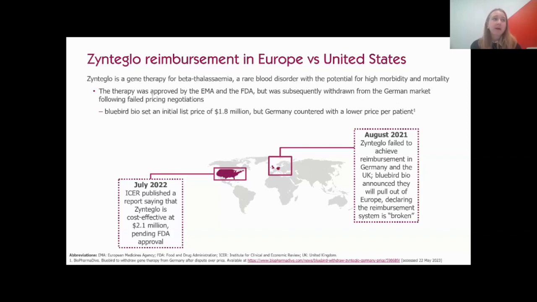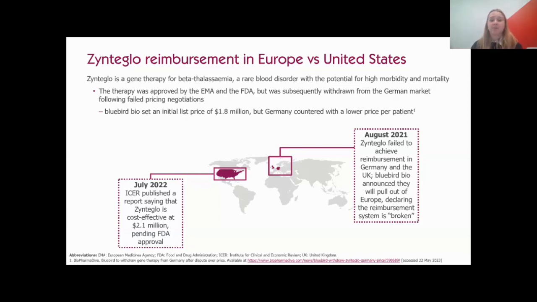However, that was in August of 2021, and in July of 2022, ICER published a report that Zynteglo is cost-effective at a cost of $2.1 million. However, it was still pending FDA approval at that time. I should mention this is confusing. ICER is the name of that ratio we talked about earlier, but it's also an independent clinical and economic review group that's based in the US, because the US does not have one national governing body for reimbursement processes. ICER is a bit like a watchdog that is gaining more and more prominence in the US to try to level out drug prices. So this case study demonstrates that commercial success is not guaranteed necessarily following approval.